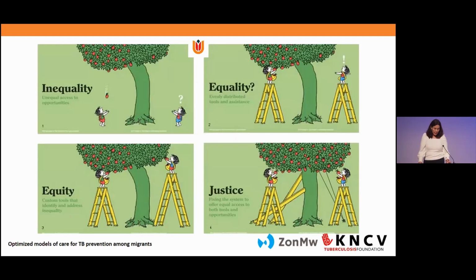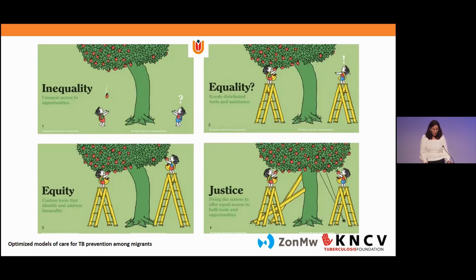First, the apple tree. Most of you will be familiar with the apple tree. In the first image, there is inequality. In the second image, it is assumed that everyone will benefit from the same supports, for example, the same healthcare. In the third image, individuals are given different support to make it possible for them to have equal access to healthcare, for example, by providing interpretation services for them to cross linguistic barriers.